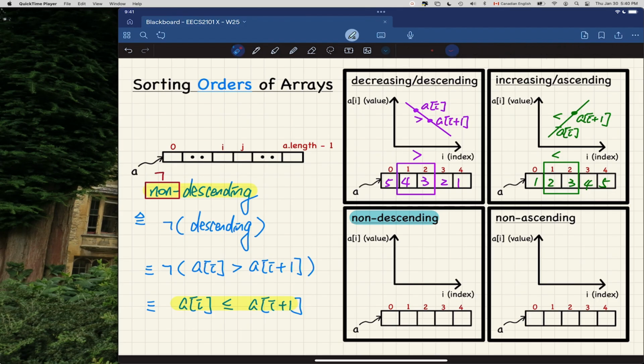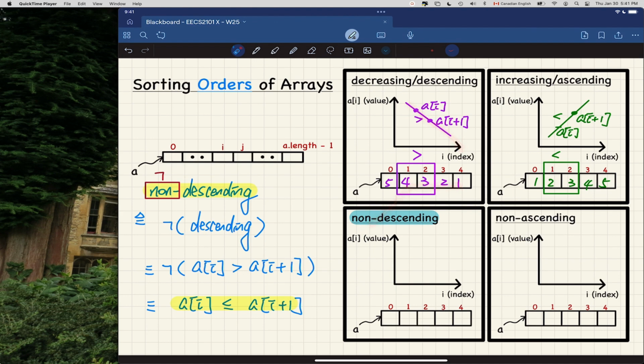Okay? So now we got non-descending over here. How do we visualize it? This is to say, it just cannot go descending. As long as you're not really trending downwards, you'll be okay. What does it really mean not to trend downwards? You can either trend upwards or no trend, flat. These are the two possibilities.